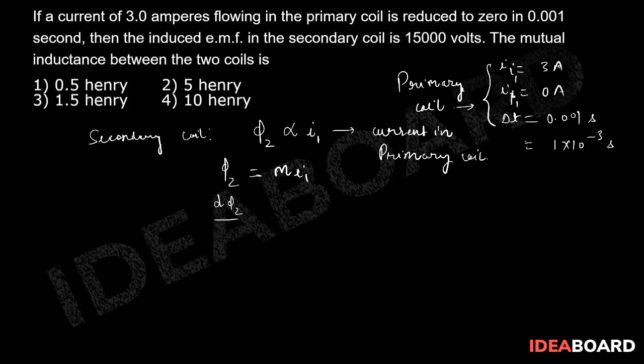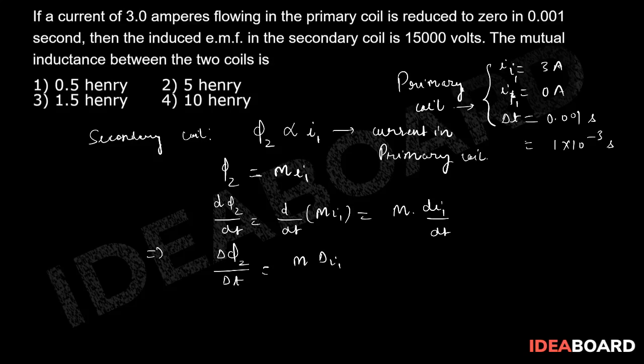That means d phi 2 by dt will be equal to d by dt into m I1, because m will be constant, so this will be d I1 upon dt, or else I can also write delta phi 2 by delta t will be equal to m delta I1 by delta t, and we know that this is going to give the EMF in secondary coil. So E2 is coming out to be m into delta I1 by delta t only. Okay, so now we need to put the values.